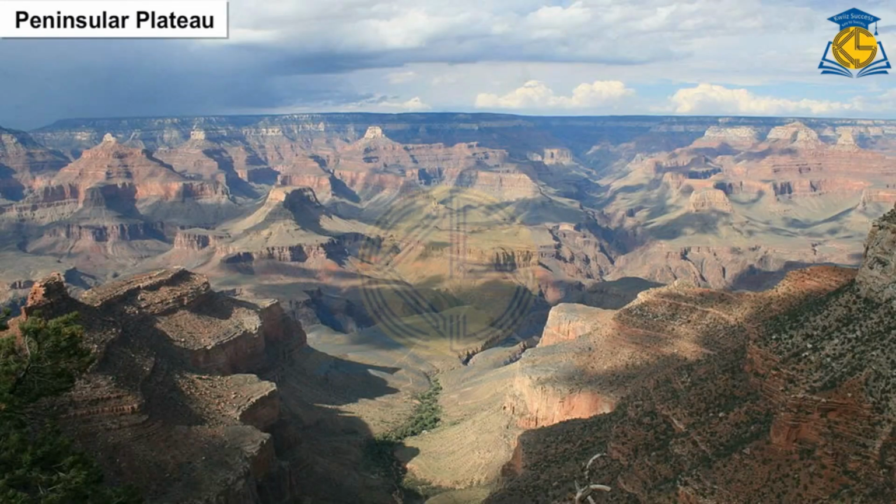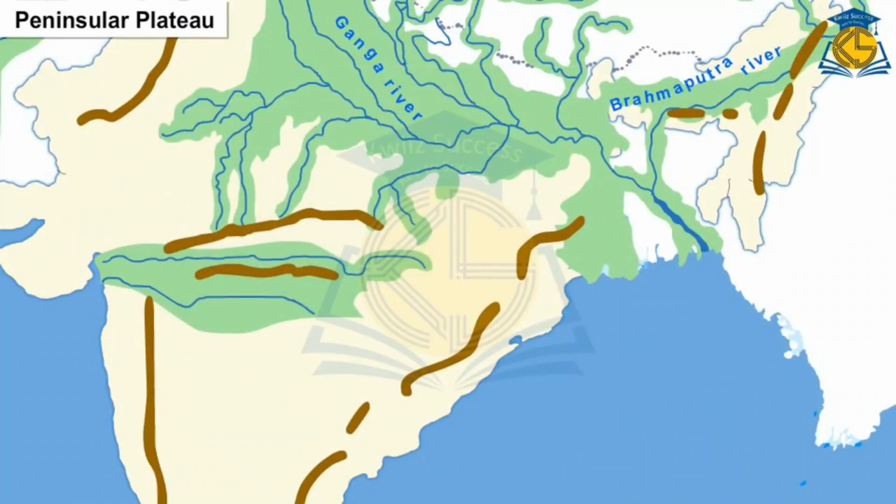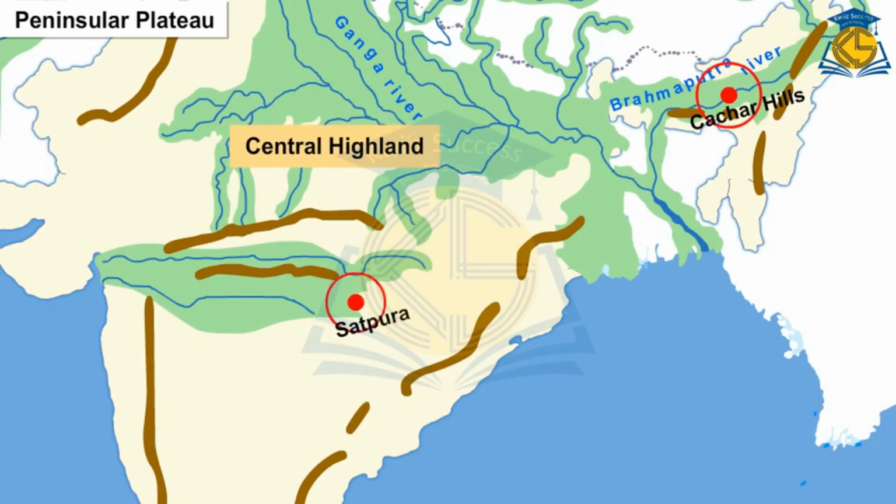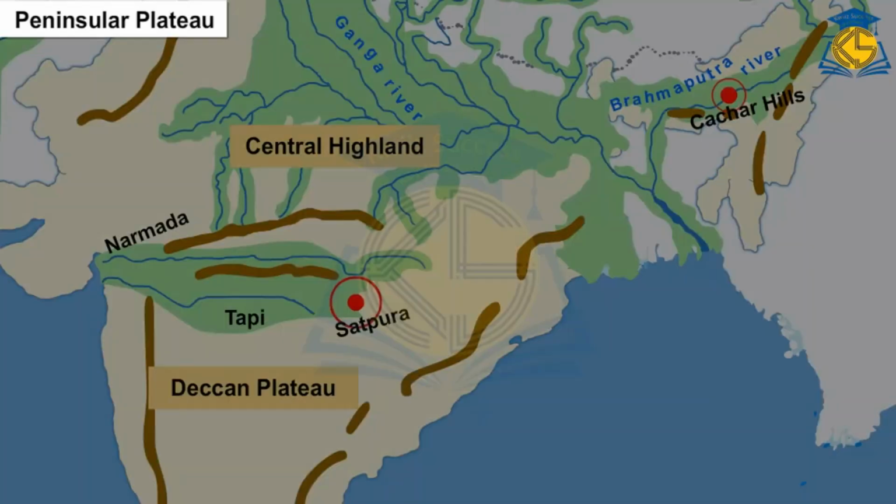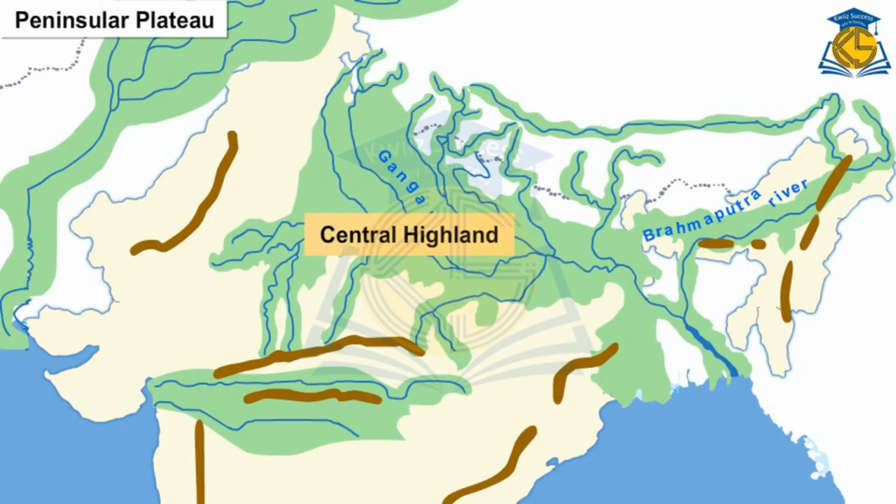Peninsular Plateau. The Peninsular Plateau is made up of metamorphic and igneous rocks. From Satpura Range, it stretches far into the east up to Kacher Hills. It is divided into 2 major regions, the Central Highland and the Deccan Plateau, by rivers Narmada and Tapi. The Central Highland lies to the north of river Narmada. It includes the Aravalli Range, Malwa Plateau, Chota Nagpur Plateau and some parts of Vindhya Range.